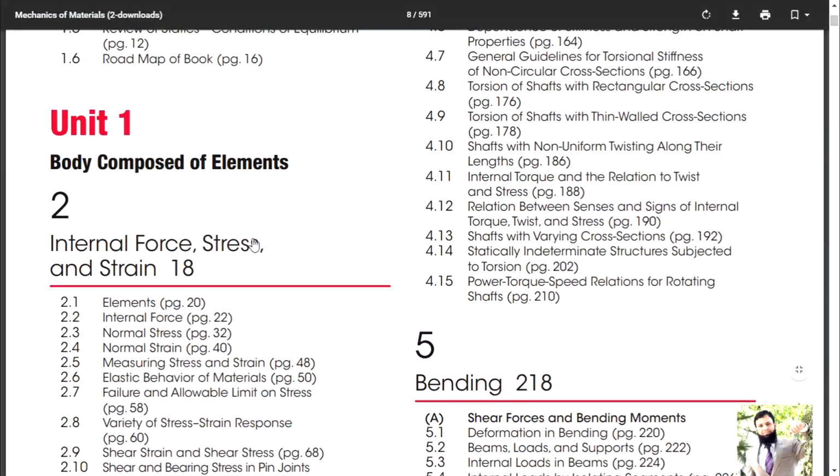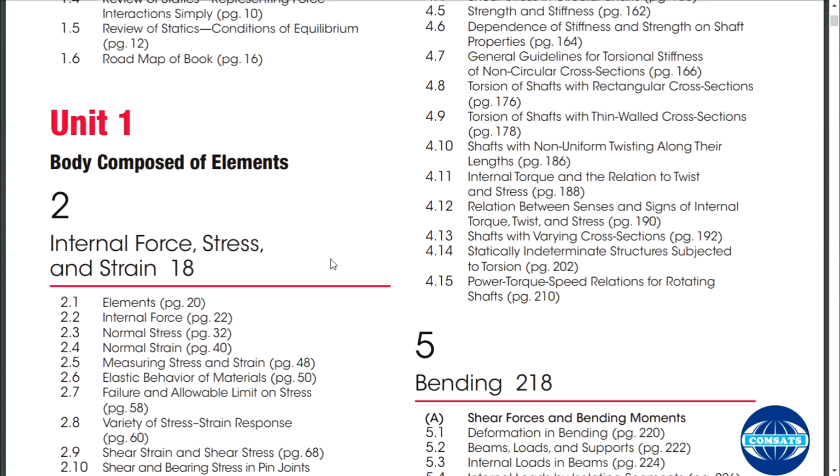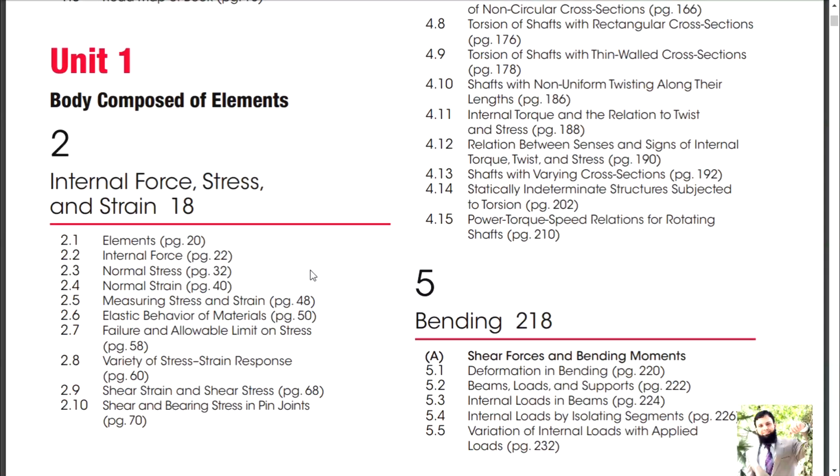So chapter number 2 will be related to internal forces, stresses and strains. So why I am recalling these things, that you should relate what you have studied in mechanics of solids 1 or mechanics of solids 2 in up till 10 lectures, and how this curriculum is related to highly developed countries like America, and you are just studying the latest and recent topics and following the international standards. So chapter number 2 will be related to internal forces and stresses and strains.